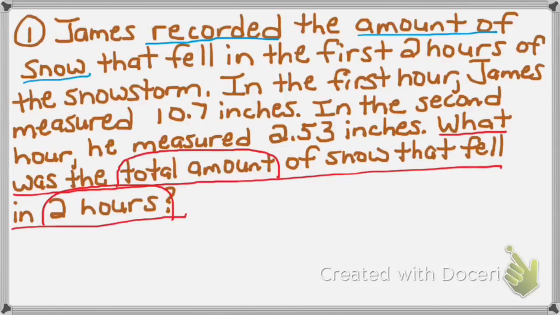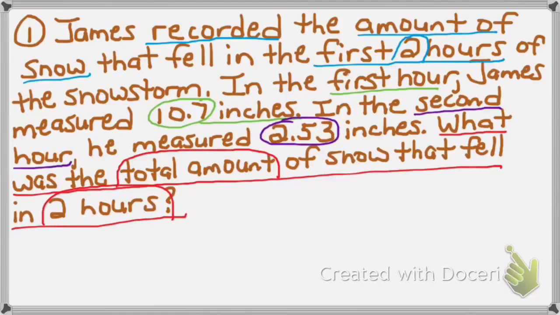James recorded the amount of snow that fell for the first 2 hours. I know that in the first hour there was 10.7 inches. I know in the second hour there was 2.53 inches. Okay, the first hour was 10.7 inches, the second hour was 2.53 inches. I need to know how much snow fell in that 2 hours. So actually this too is extra information. It's just the total amount of time. It's not the number of inches, so I won't be using that in my problem.